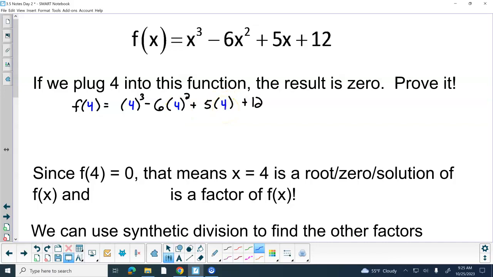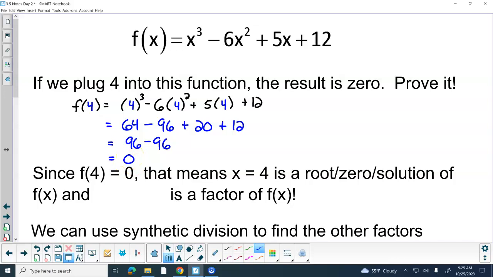Four cubed, what's that? 64? 6 times 16. 96? 20 plus 12 is 32. 32 plus 64 is 96. 96 minus 96 is 0.